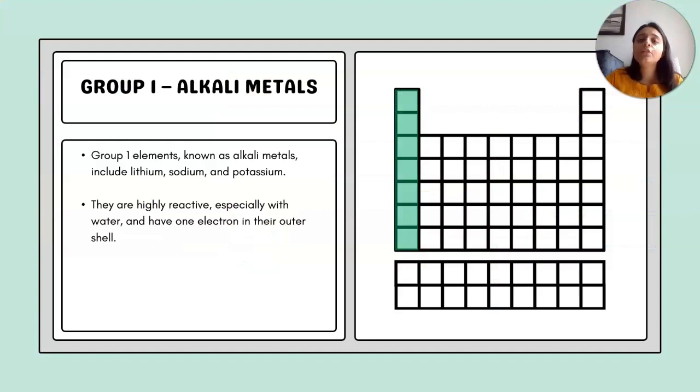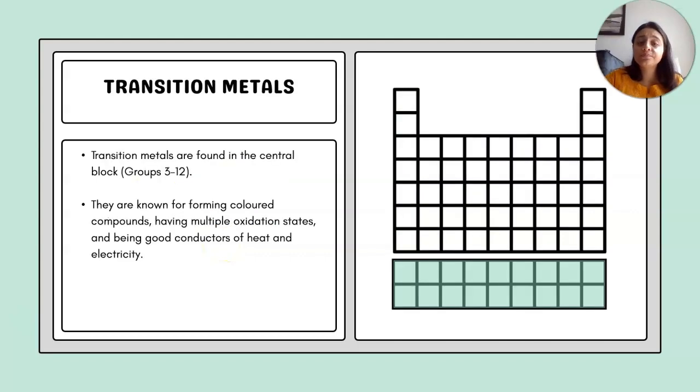We will start with group 1, the alkali metals, now. Group 1 alkali metals are the metals which can dissolve in water, form hydroxide ions, and result in the formation of bases. Group 1 elements, known as alkali metals, include lithium, sodium and potassium. They are highly reactive, especially with water, and have one electron in their outermost shell. This I have already told you.